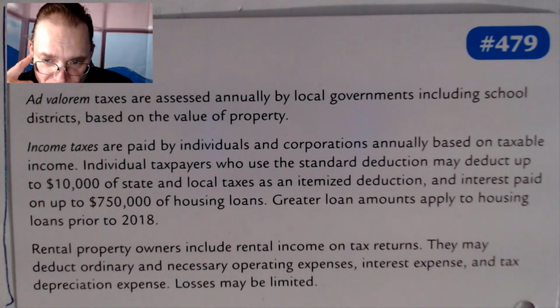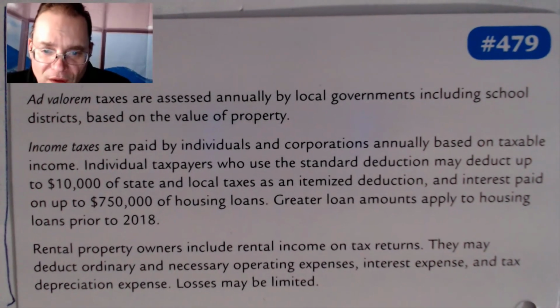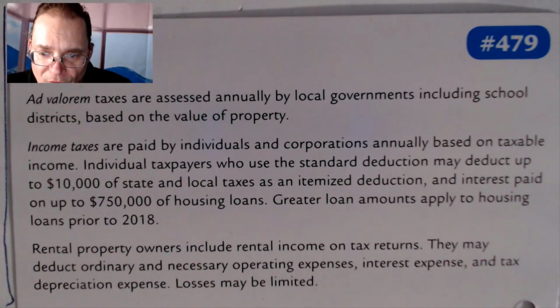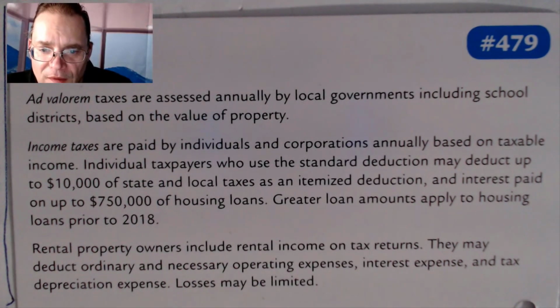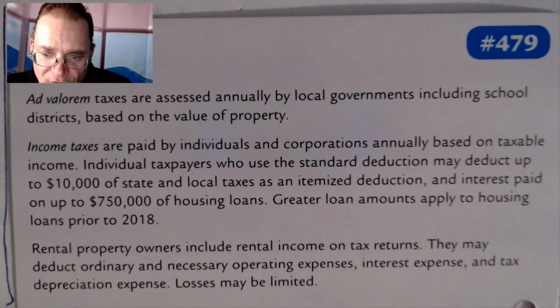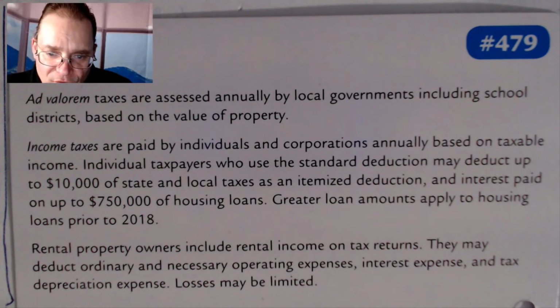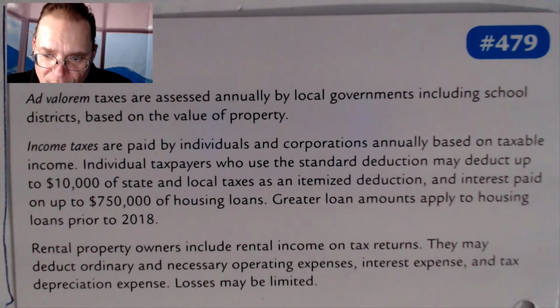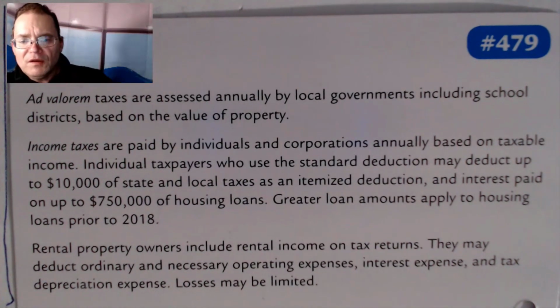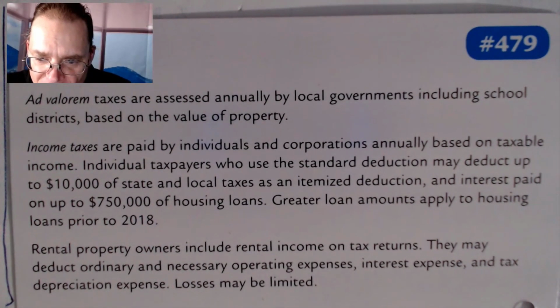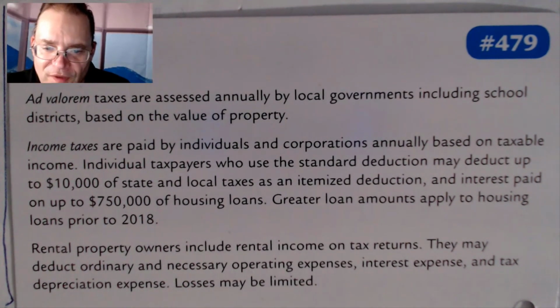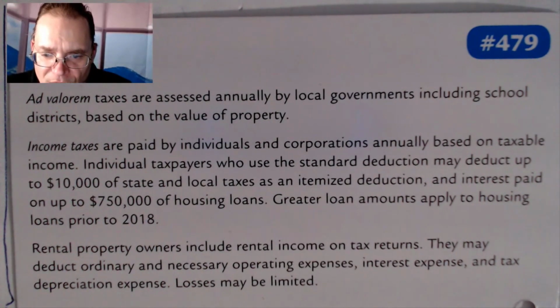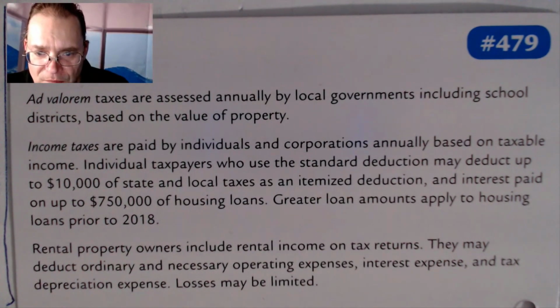Individual taxpayers who use the standard deduction may deduct up to $10,000 of state and local taxes as an itemized deduction, and interest paid on up to $750,000 of housing loans. Greater loan amounts apply to housing loans prior to 2018. Rental property owners include rental income on tax returns. They may deduct ordinary and necessary operating expenses, interest expense, and tax depreciation expense. Losses may be limited.